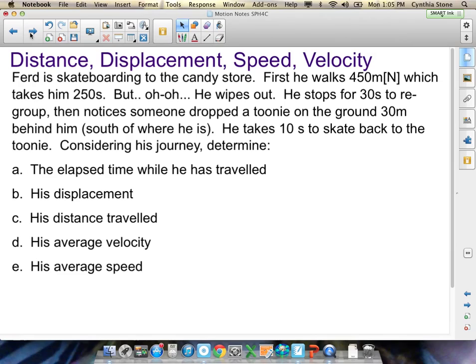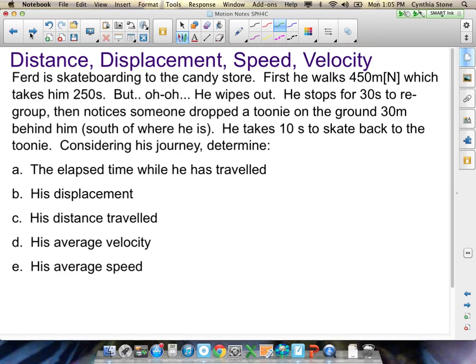So first, skateboarding to the candy store, he walks 450 meters north, which takes him that many seconds, but uh-oh, he wipes out. He stops for 30 seconds to regroup, then notices someone has dropped a toonie on the ground 30 meters behind him. So he takes 10 seconds to skate back to the toonie. And we want to find out during that time, like his elapsed time, his displacement, distance, velocity, and speed.